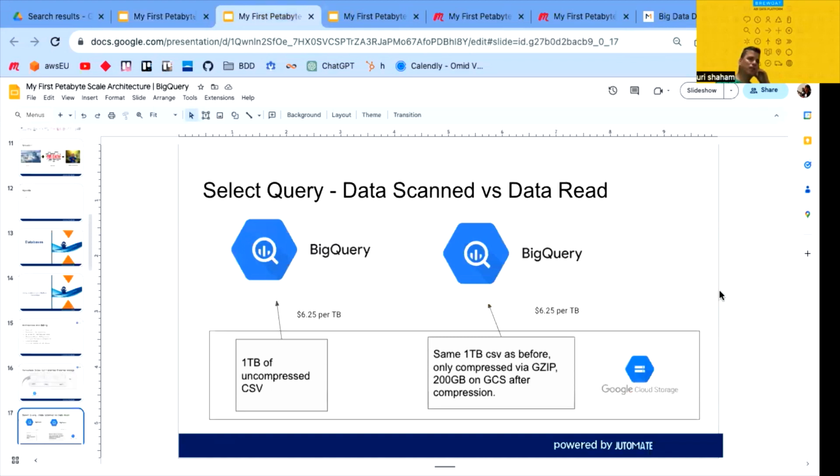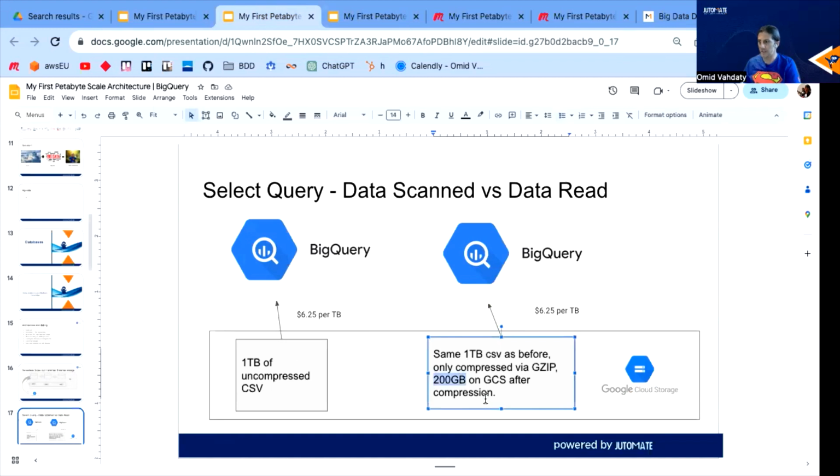Now in BigQuery, whether you are querying a compressed file of 200 gigabytes or uncompressed, which is the same data, you will be paying the same amount, because what they bill you on is the actual data in memory after compression. Okay, clear. It's a major difference. Thank you for clarifying that.